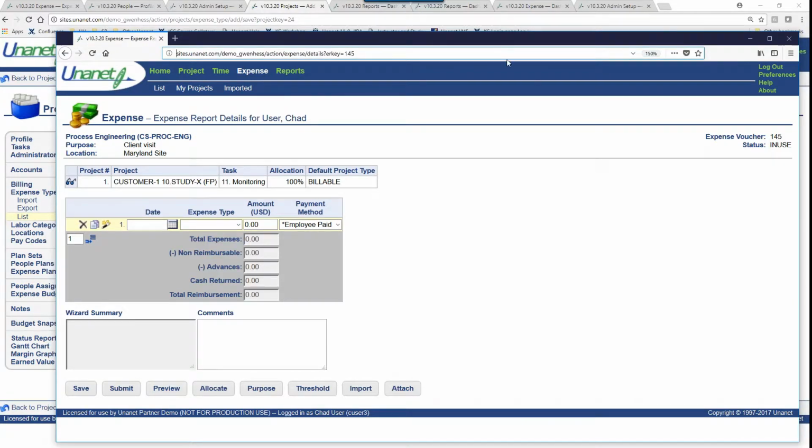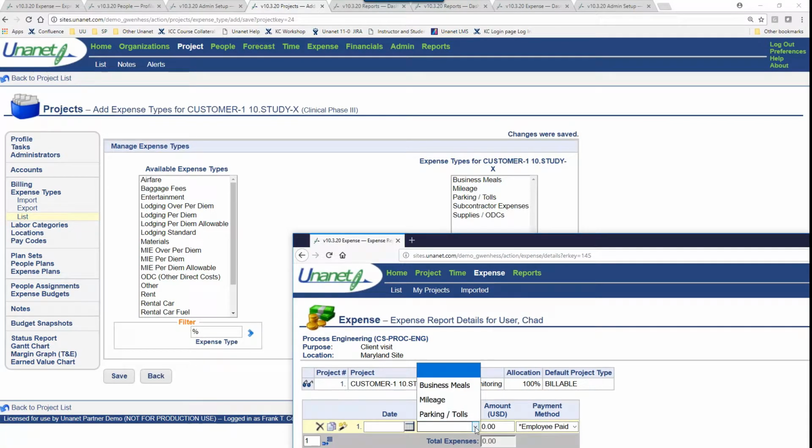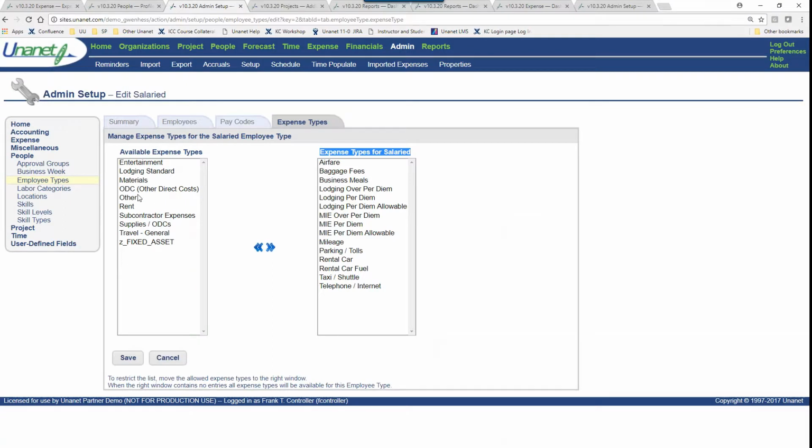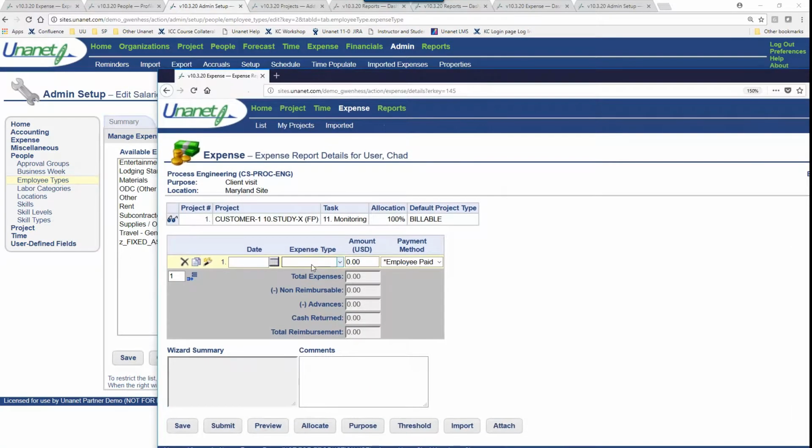What I want to point out to you is, while business meals, mileage, and parking tolls are available, subcontractor expense and supplies and other ODCs are not available here. And that's because in my employee type group that Chad's a member of, he does not have subcontractor expenses and supplies and ODCs available in his listing. So it's the intersection of what you have limited via employee type with what you have limited at your project. And that results in Chad being able to have these 3 expense types available to him to put expenses against for this particular project.